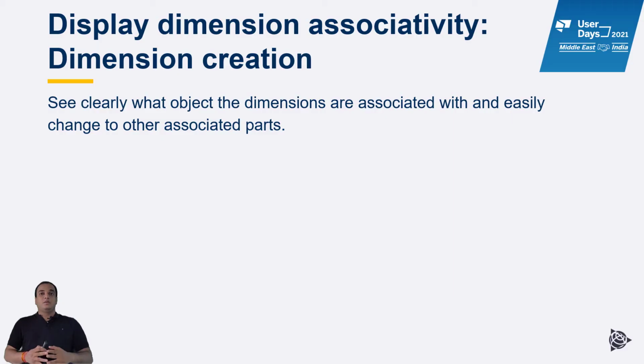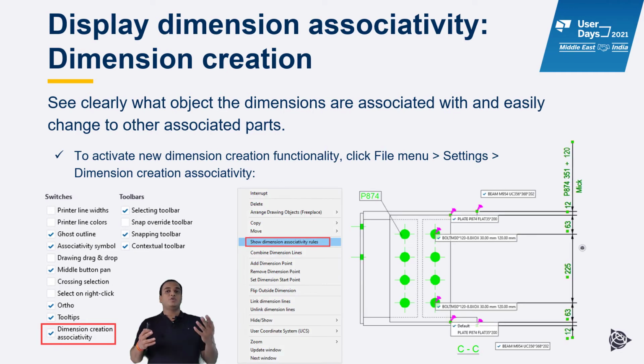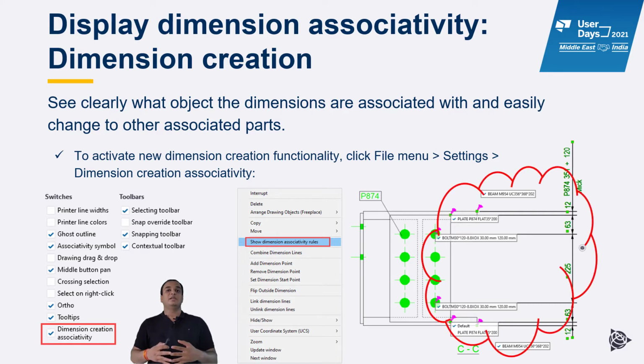itself. Now moving to the new associativity rule function, which allows you to see the associative part with the dimension and also makes it possible to change the associative part. To activate this new option, go to the drawing settings and then the dimension creation associativity checkbox. Once you activate this option, then upon right clicking on the dimension, the new option Show Dimension Associativity Rule will be visible. Once you click that, all the dimension associativities will be visible in your drawing itself. So these parts will be visible, and you can also change the associative part.